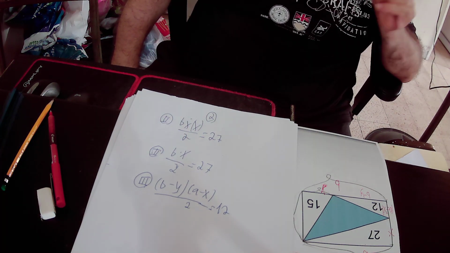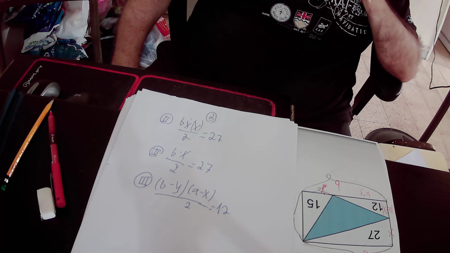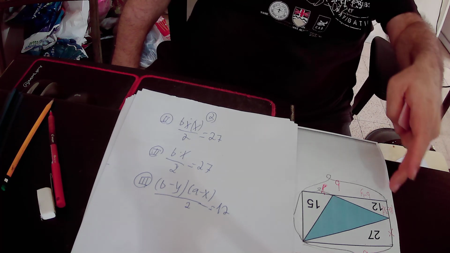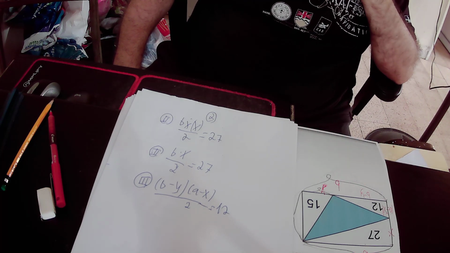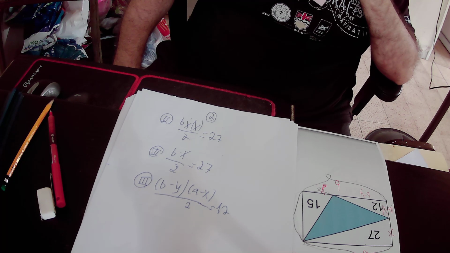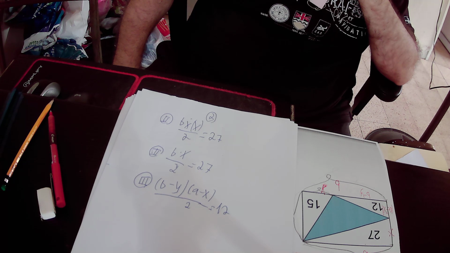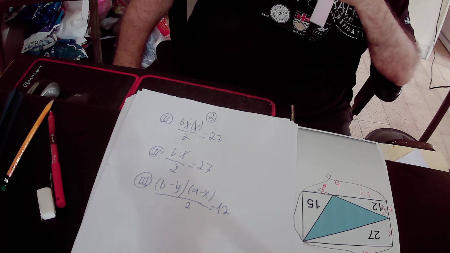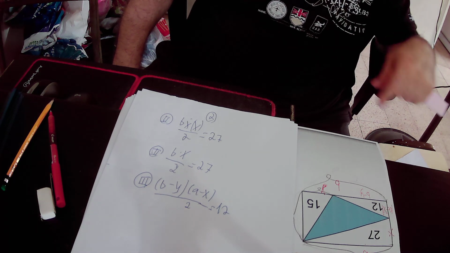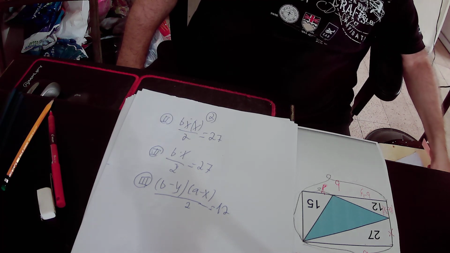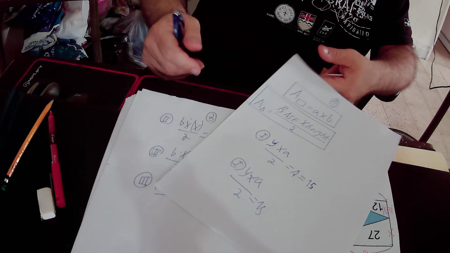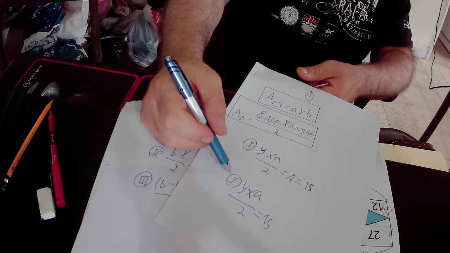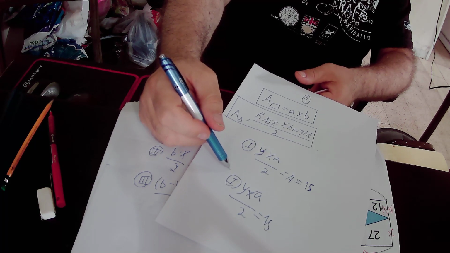So we created 3 equations for the area of these 3 right triangles. The next step is to take x and y out of their equations. First of all, we will take y out of the first equation.